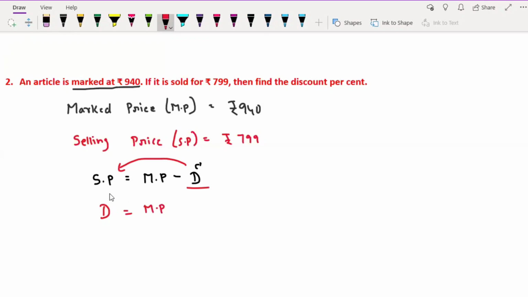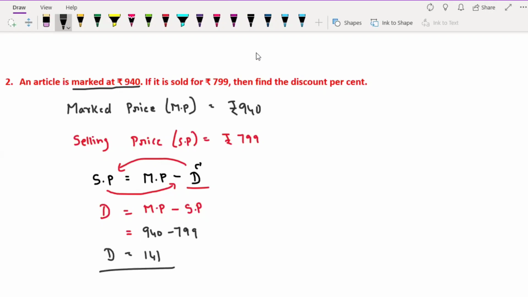Now we're going to transpose selling price, which is on the left hand side, to the right hand side. Transpose, okay, minus selling price. And MP and SP values, we are very well aware of it because it is already given in the question. That is 940 minus 799. It's just a subtraction. So we'll get the discount as rupees 141. That is the discount, that too in rupees.